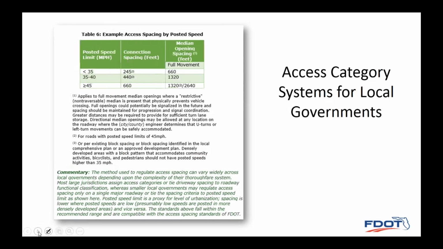And so here is another example, and this one's based on posted speed. So you wouldn't have to assign access categories, but the speed would determine what the spacings are. And that's a simple method, actually. Speed is kind of a proxy for level of urbanization. Those posted speeds are lower in the more urbanized settings. So that's another example that we're seeing used.